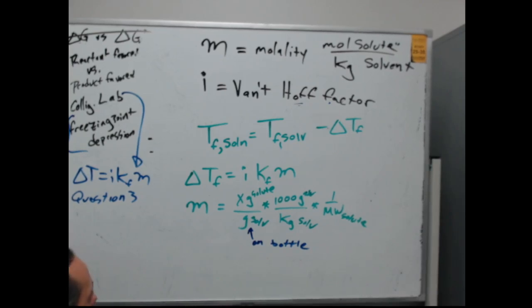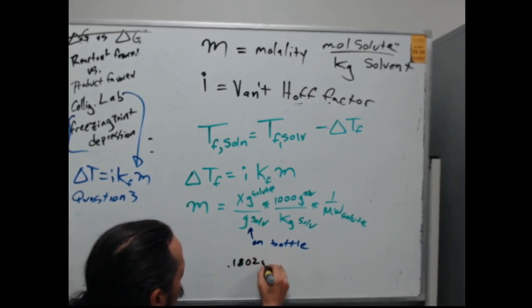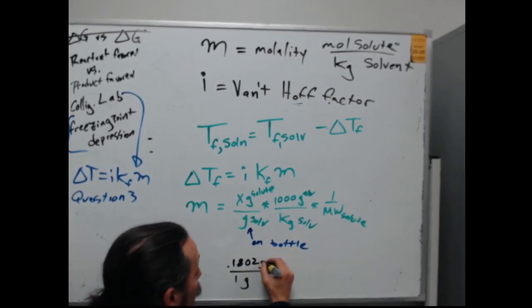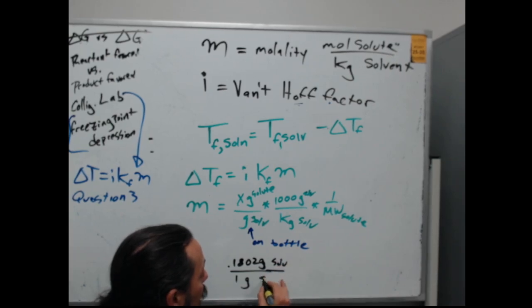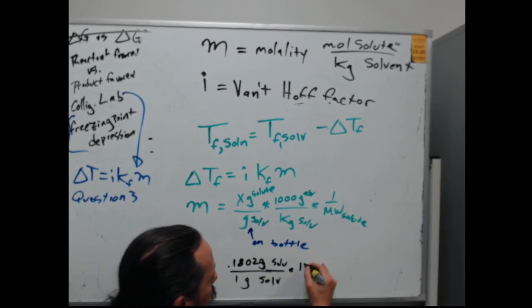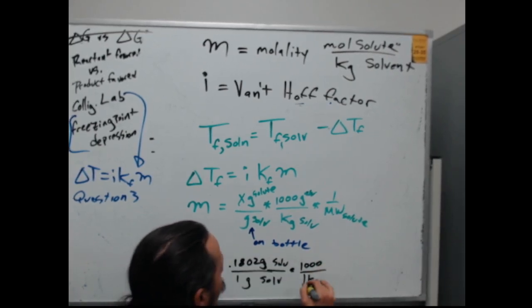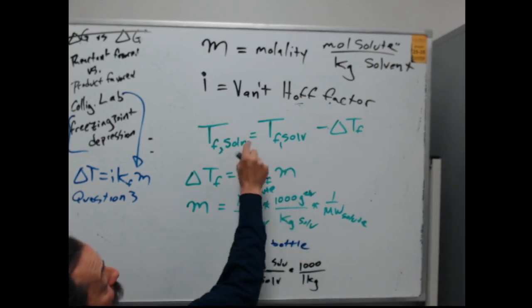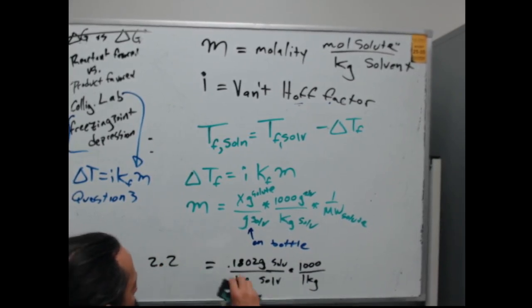Okay, let's do it. So the mass of the solute dissolved was 0.1802 grams per 1 gram. I know it's weird to have grams per gram, but it's grams per gram. Carefully saying this is solute and this is solvent. And then the corrected freezing point was -2.2 degrees Celsius. Okay, so that's already going to be our delta T. So this is going to be equal to 2.2.